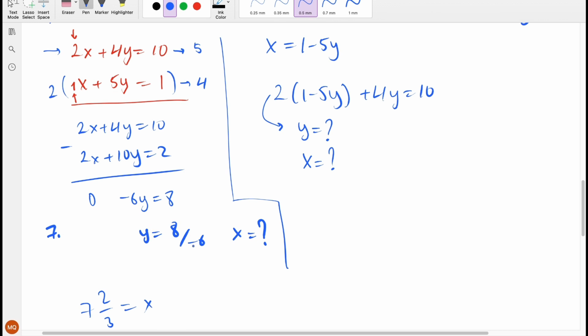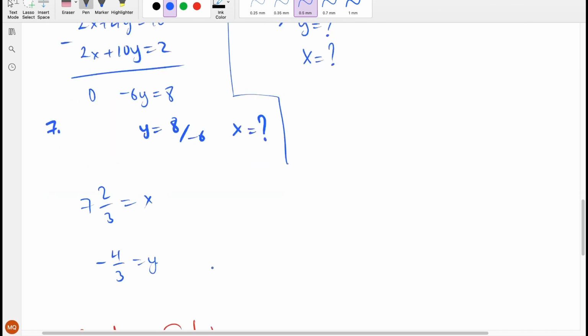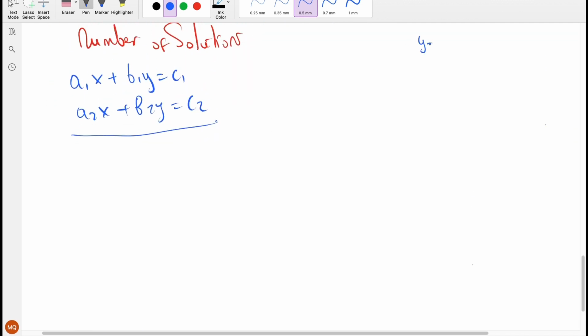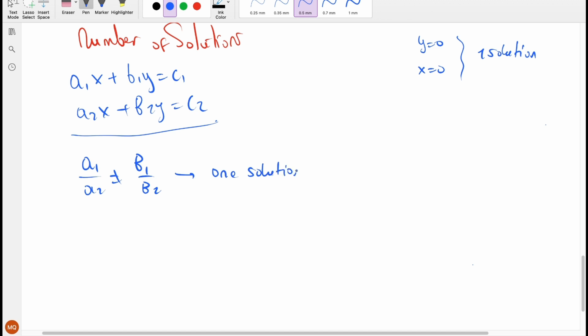When you find y is equal to some value and x is equal to some value, it means that there's one solution. Also, when you find y is equal to 0, for example, and x is equal to 0, it also means that there's one solution. Sometimes students think this means there's no solution, there's zero solutions, but actually it is not. Okay, here when a1 over a2 is not equal to b1 over b2, there's one solution. Instead of one solution, maybe you can say unique solution. It's also the same.